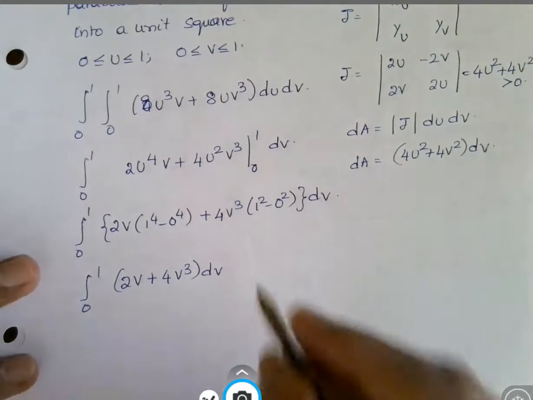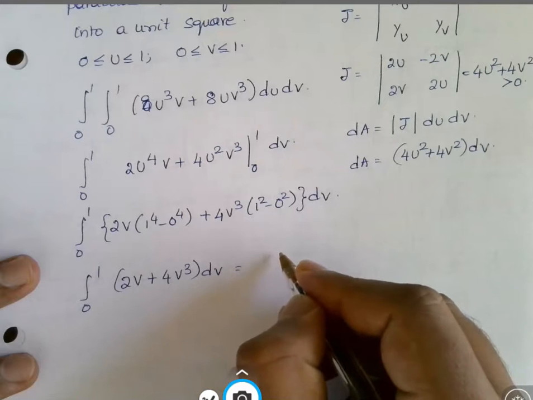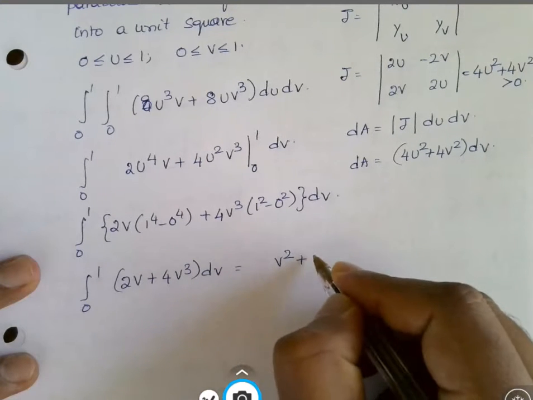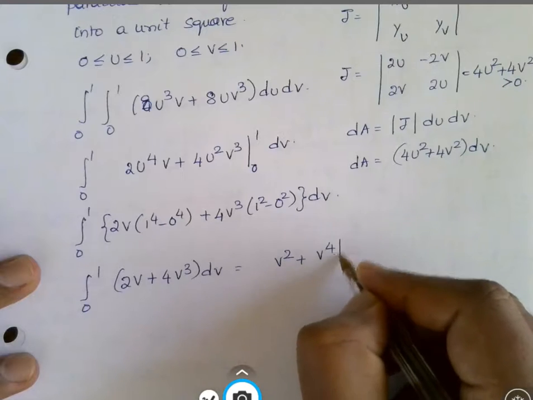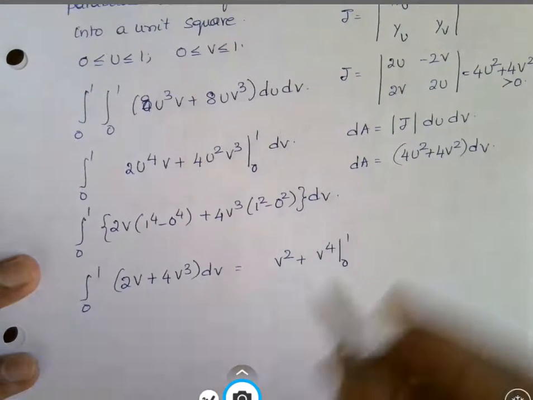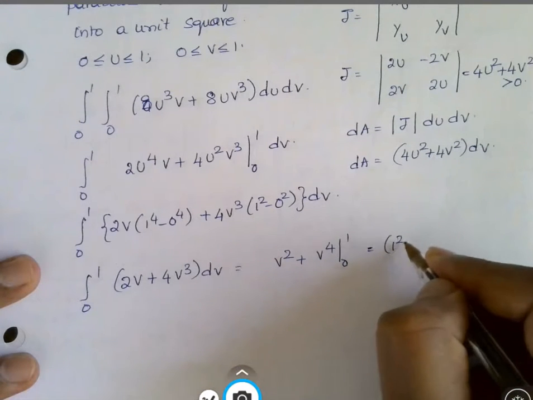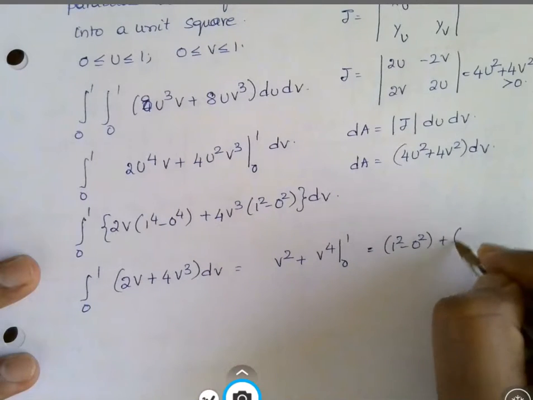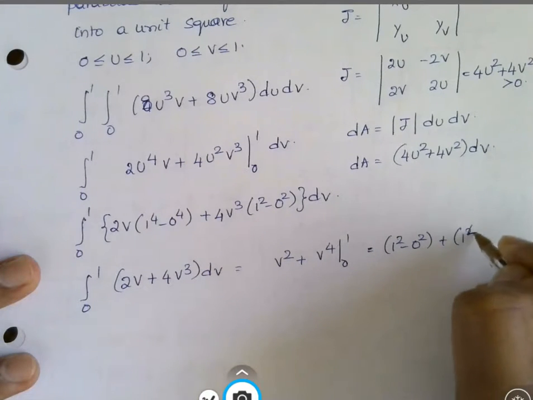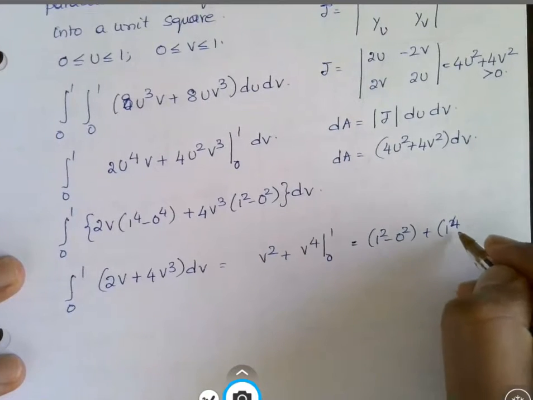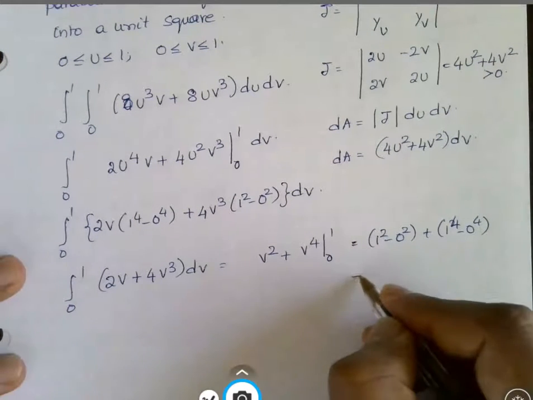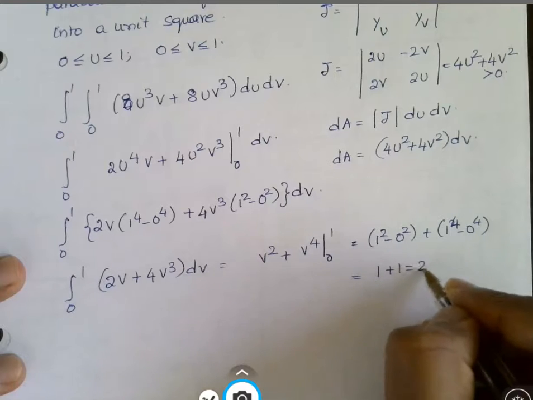Now upon integrating, what do you get? You get v squared plus v to the 4, where the limits of integration are from 0 to 1. Upon substituting the limits, you get 1 squared minus 0 squared plus 1 to the 4 minus 0 to the 4. So that's going to give you 1 plus 1, which is 2.